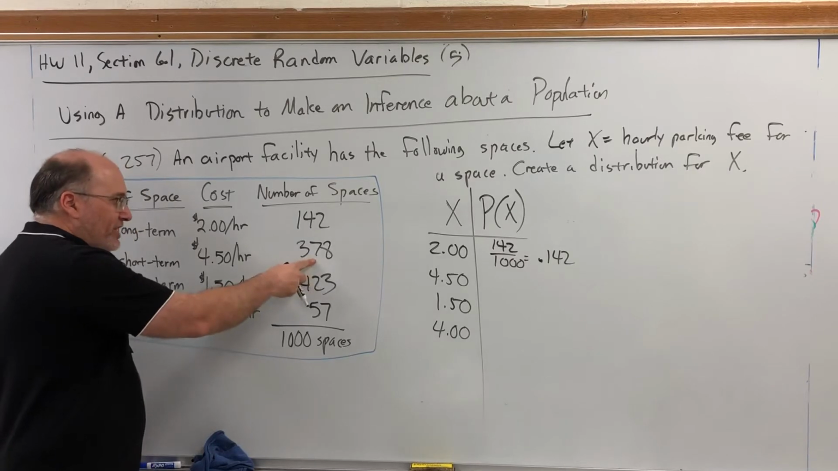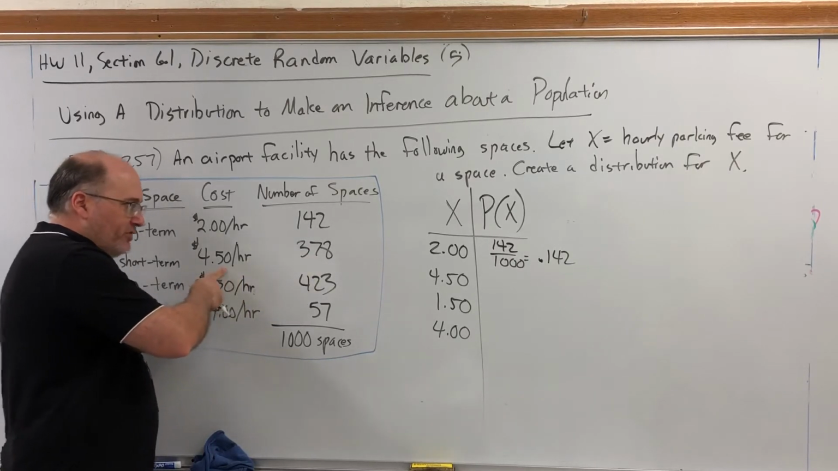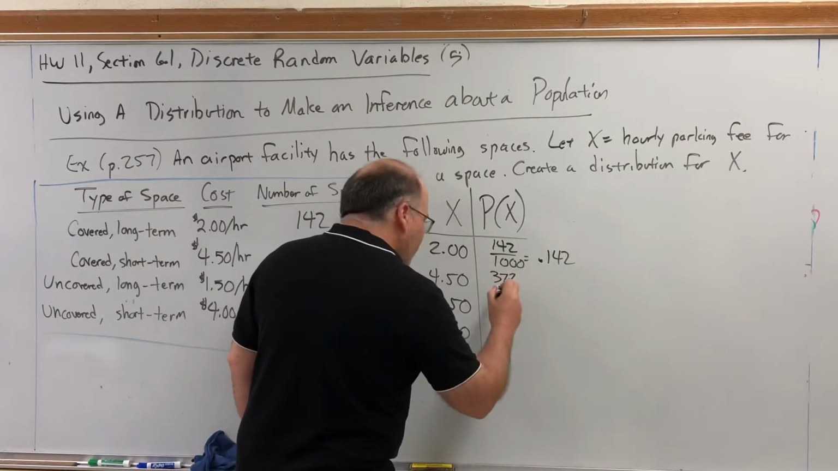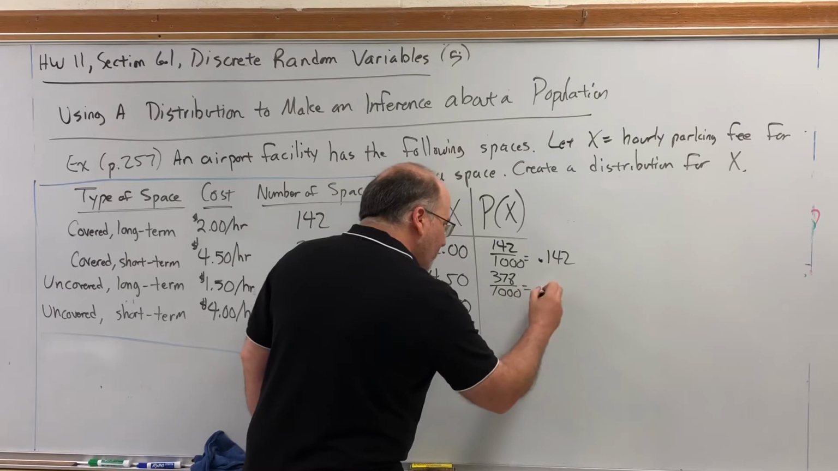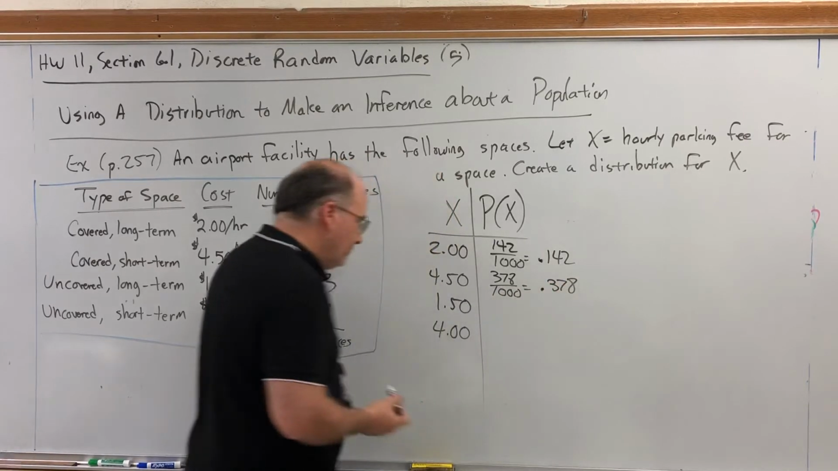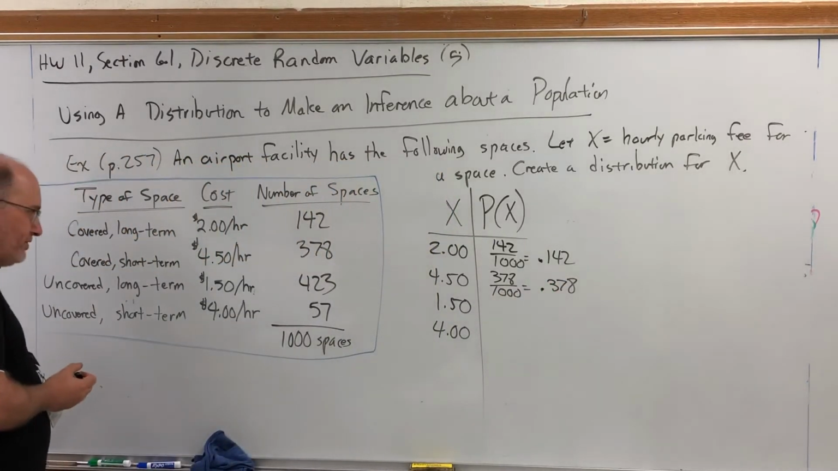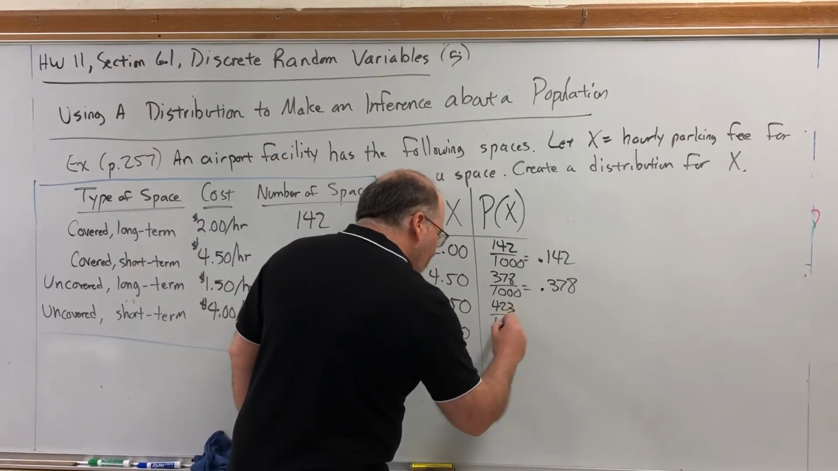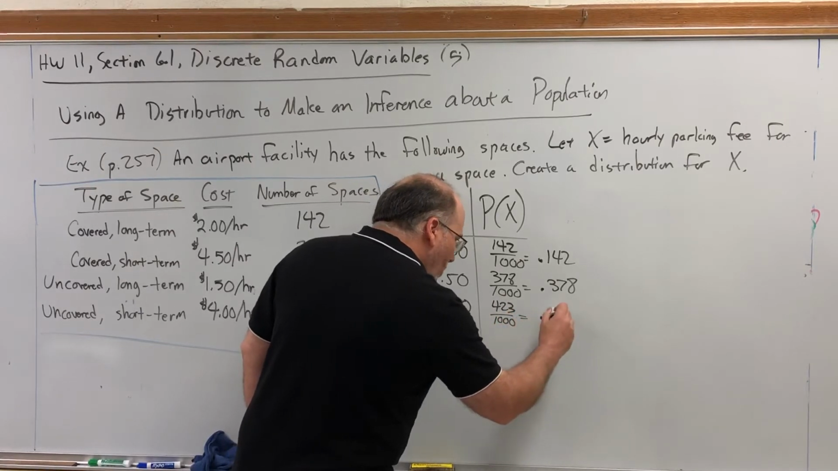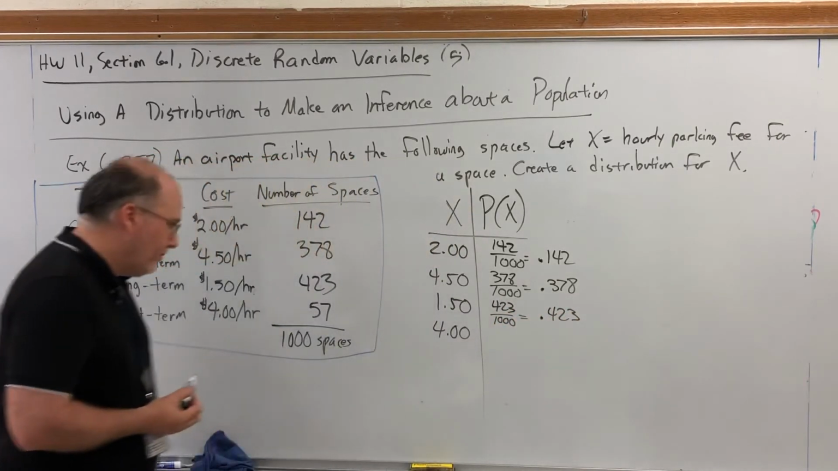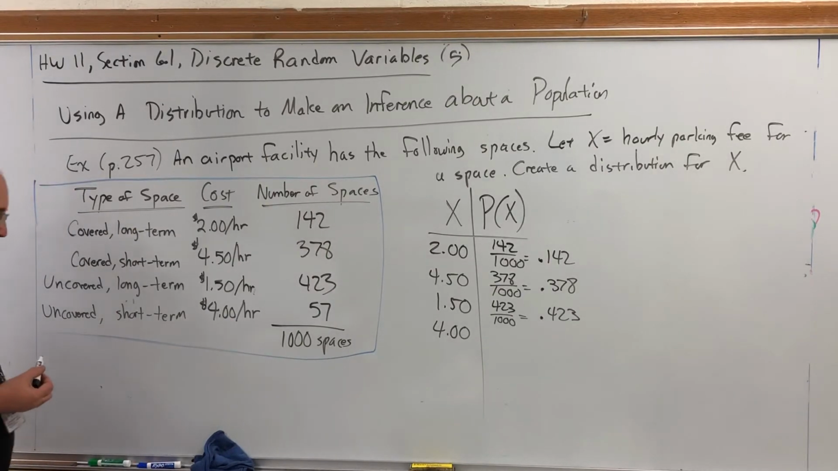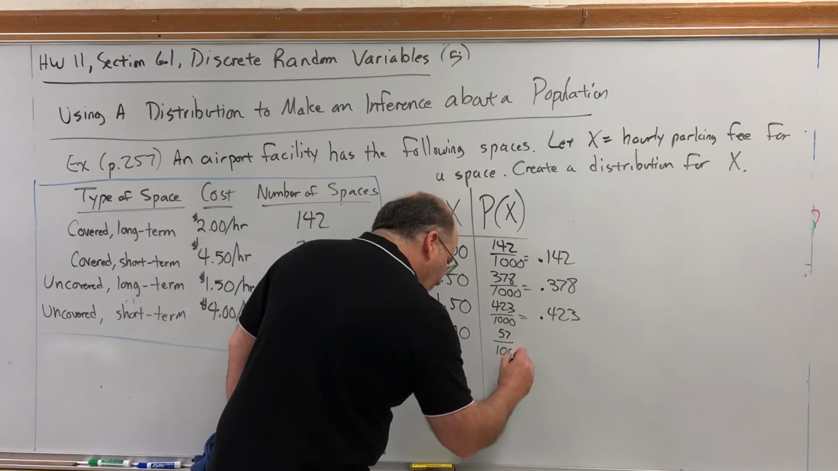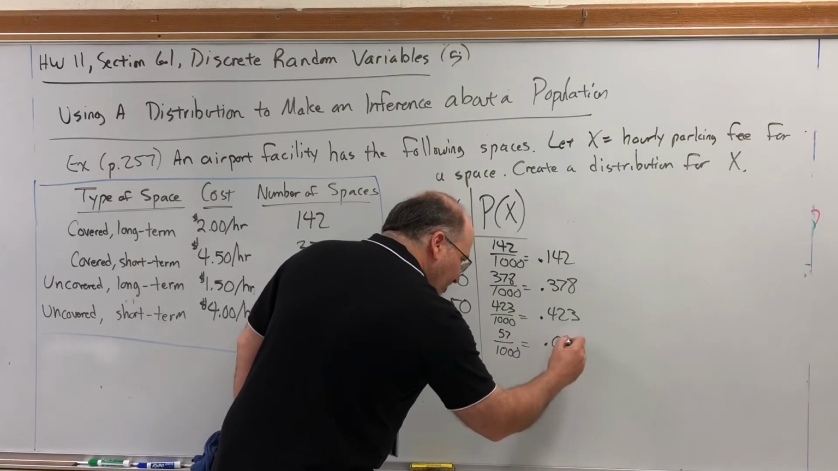There are 378 spaces where x equals $4.50. So the probability that x equals $4.50 is 378 out of 1,000, or 0.378. For $1.50, there were 423 such spaces. So the probability is 423 out of 1,000, or 0.423. And then for the $4 an hour space, there were only 57 of them out of 1,000 spaces. So the probability is 0.057.